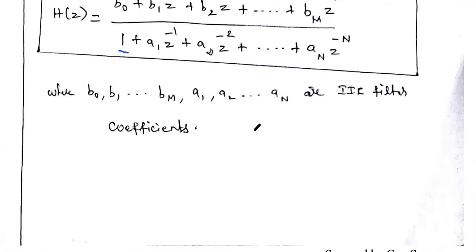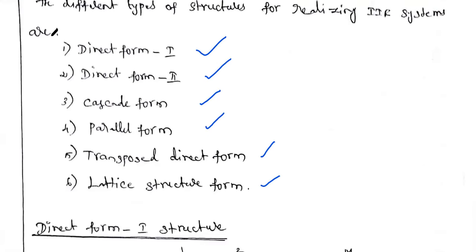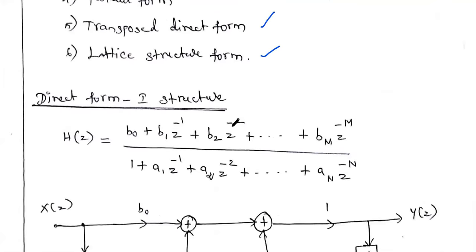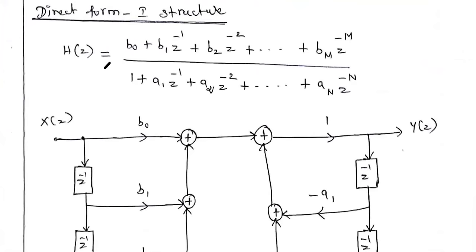Next, there are different types of realization of an IIR system: direct form 1, direct form 2, cascade, parallel, transposed direct form, and lattice structure form. We will see them one by one. In the next video, we are going to solve the problem. So what is the direct form 1 structure?